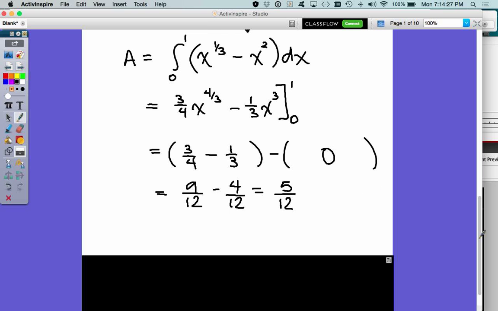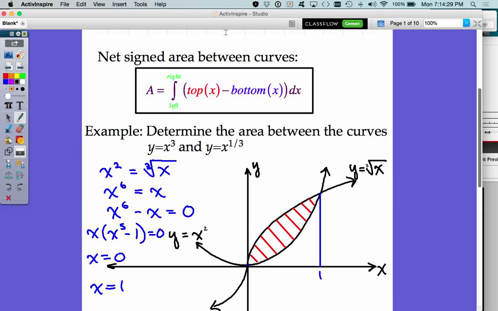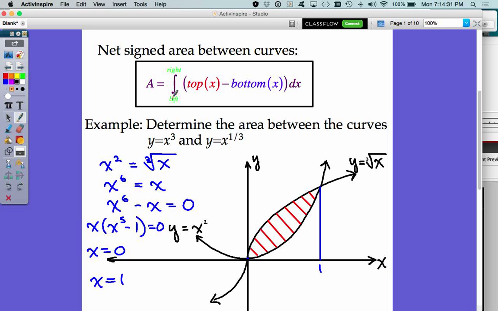So once again, in summary, to find the area between two curves, I take the integral from the left bound to the right bound of the top function minus the bottom function with respect to x, and that will give me the net signed area. Now in this case, because my whole area was positive, the net signed area and the signed area are the same thing. But that won't always be the case. And in further examples, we'll look at the difference between finding area and net signed area.